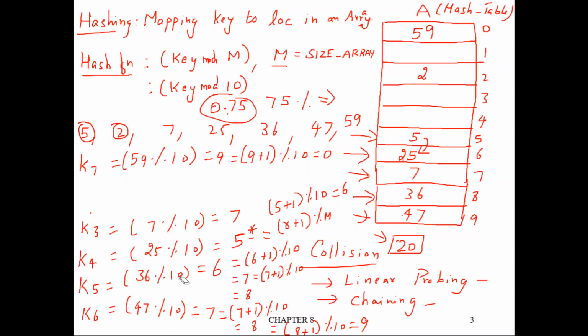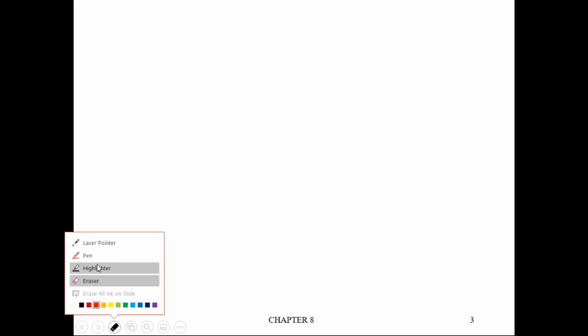Next we are going to discuss chaining, how chaining is going to work. Okay, so let us take an array. Linear probing and chaining are both techniques which are used to resolve collision. Okay, so these are techniques which are used to resolve collision.